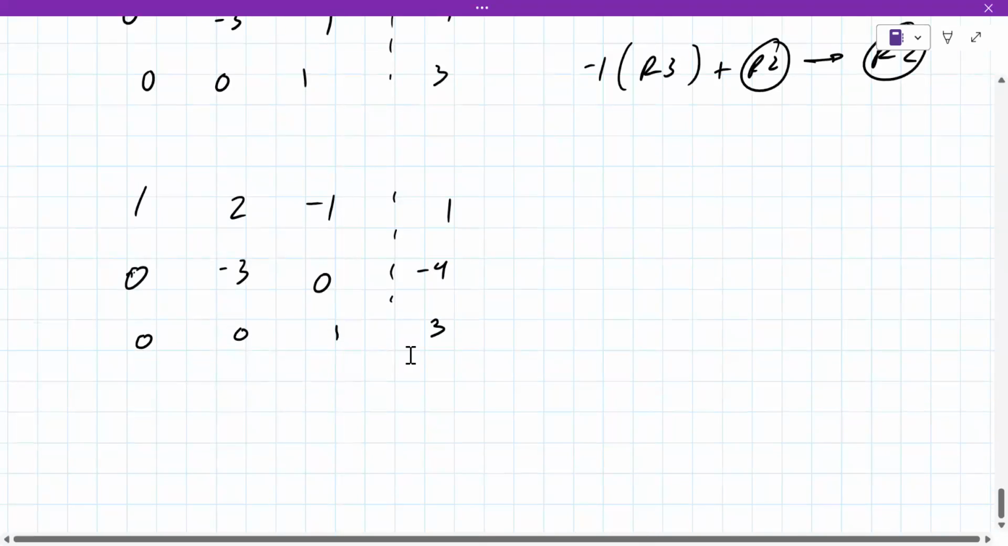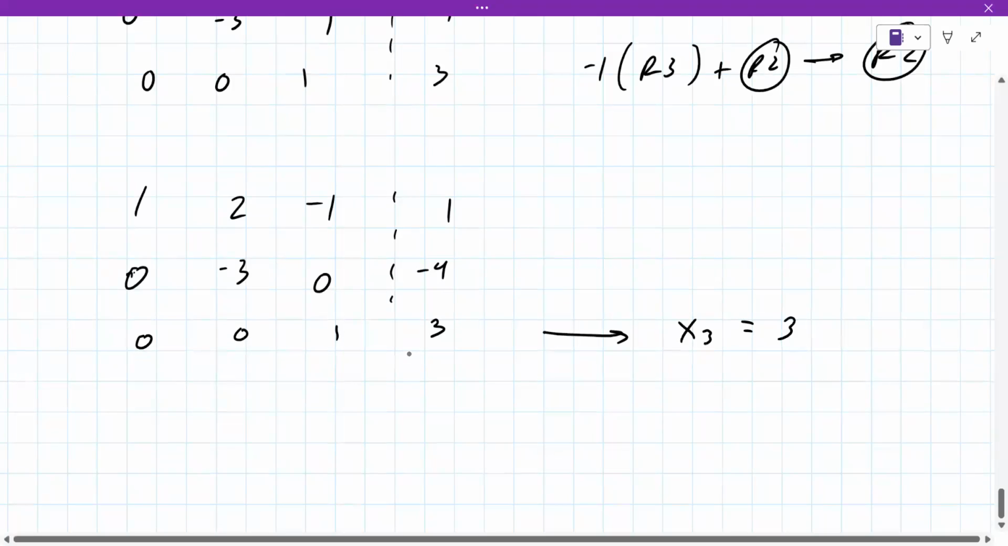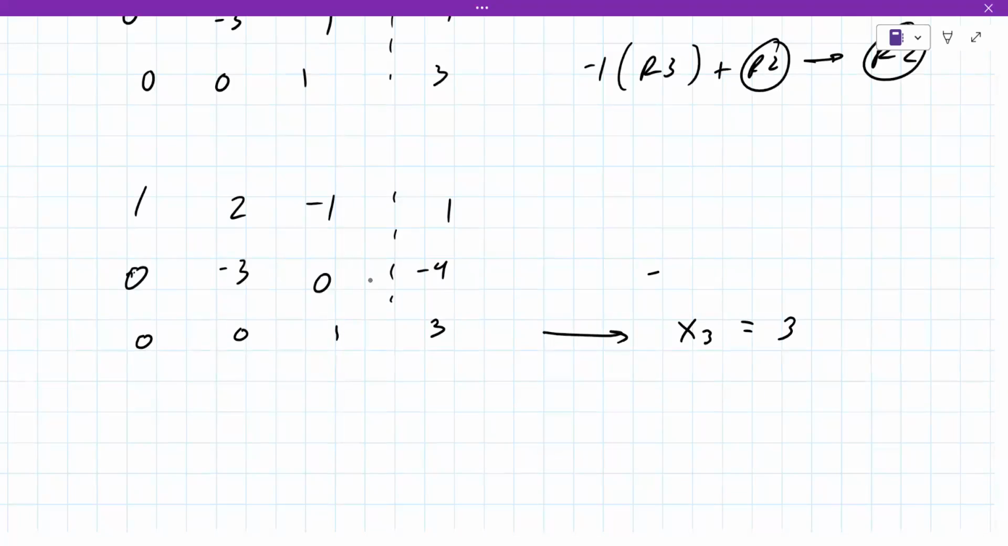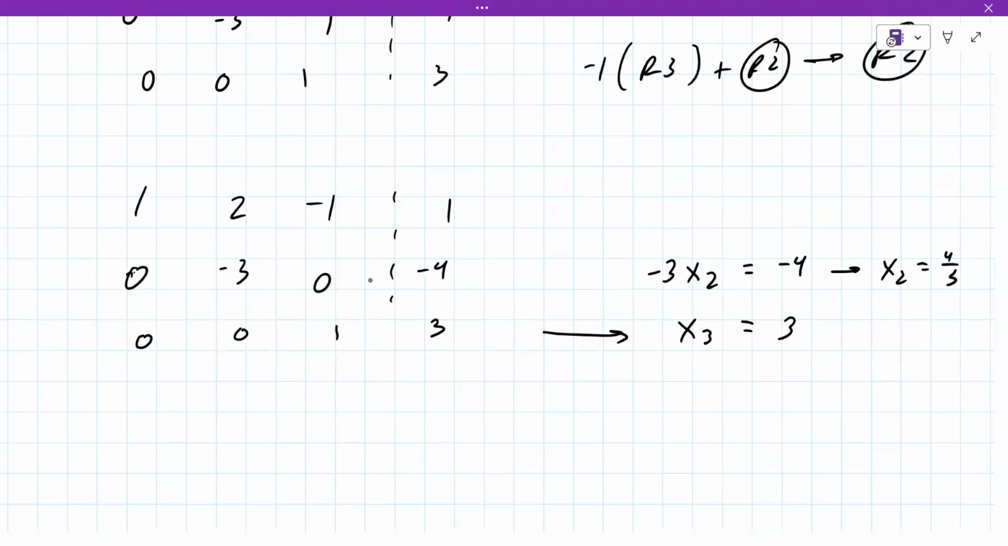So what this last row says is that x3 equals 3. The second row here says that -3x2 equals -4. You can solve that for x2. And then you can similarly do the same to find x1. It ends up being 4/3 as well. We just don't have time here to get to that. All right, so go ahead and stop.